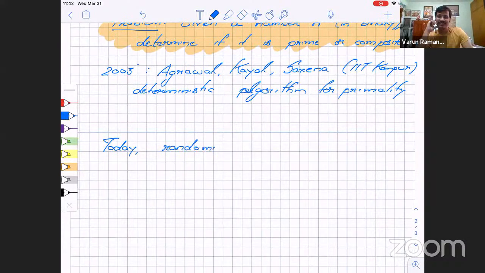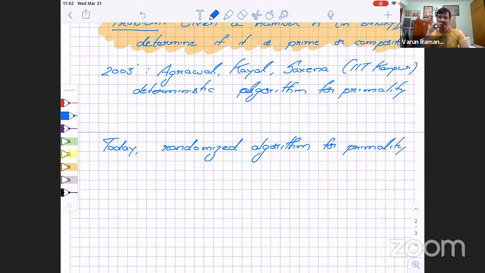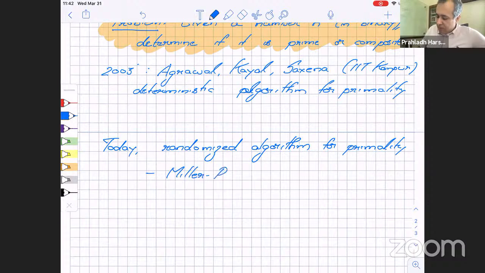Prahladh? Yeah. In fact, we didn't see AKS. We saw Miller-Rabin. Oh, you didn't see AKS. I thought you had done. So randomized algorithm for primality. There are several of them, two very well known: one is Miller-Rabin, and the other is Solovay-Strassen.